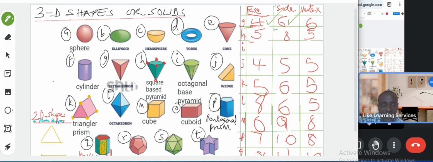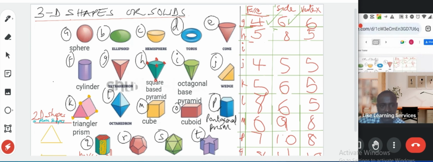Now the vertices, or singular vertex, are the corners. Let's look at the corners. 1, 2, 3, 4. Only 4. Can you see what I'm counting? So how many vertices? 4. So this will actually be 4.